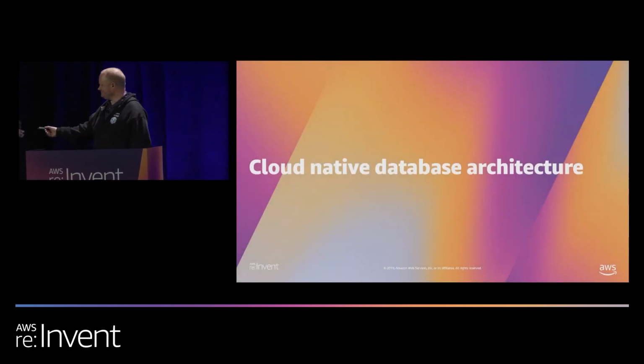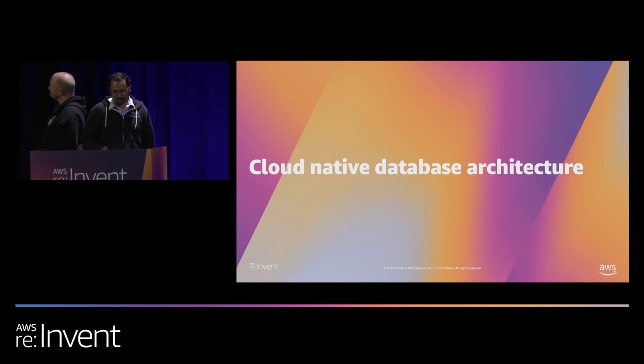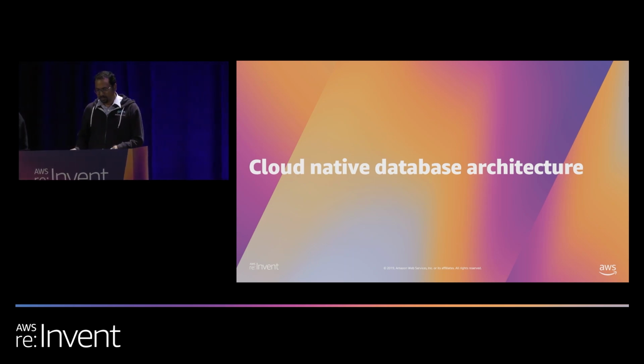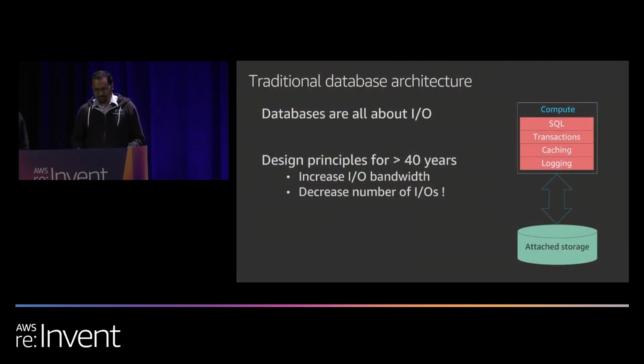Right. Thank you. So let's talk about the key motivation, as Tobias mentioned: the database does a lot of I/O. So this is what the traditional database architecture looks like. You have a compute instance which processes the SQL statements, it does transactions, it does caching, what we showed as buffer pool, and then there is logging which goes into the storage system, and there is attached storage. And because it does a lot of I/O, the best idea we had so far is increase the I/O bandwidth or decrease the number of IOs. This is all we could do, right?